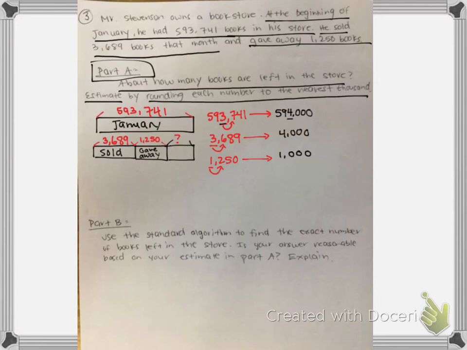I read all the instructions. So now what do we do? We find that missing piece. Well, we can subtract what was sold and what was given away from the total, and we will find how many books are left in the store. So let's do that. What I'm going to do is some math on the side, and I'm going to combine the estimates. So I'm going to subtract 5,000 from the total, because these two equal 5,000, right? And I'm going to subtract it from the total.